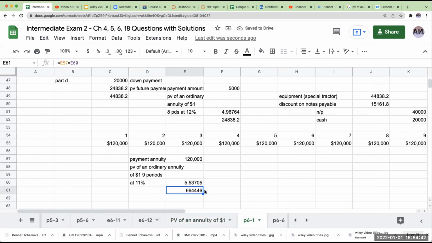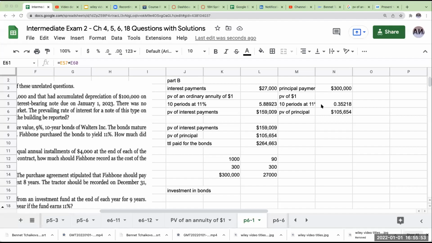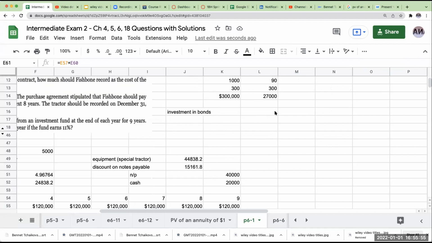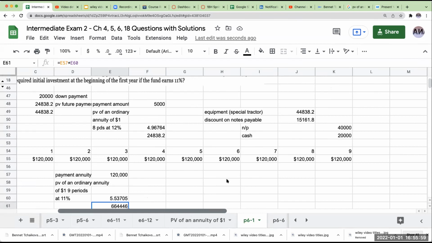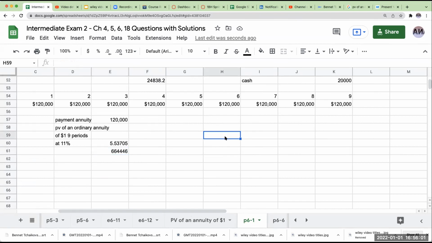And the amount over here I'm showing is 664,446. However, I don't think that that's right. There's something wrong with my analysis here. Just give me a moment. My answer actually is right, but I want to prove something to myself because I want to better understand this. So let's take this through.